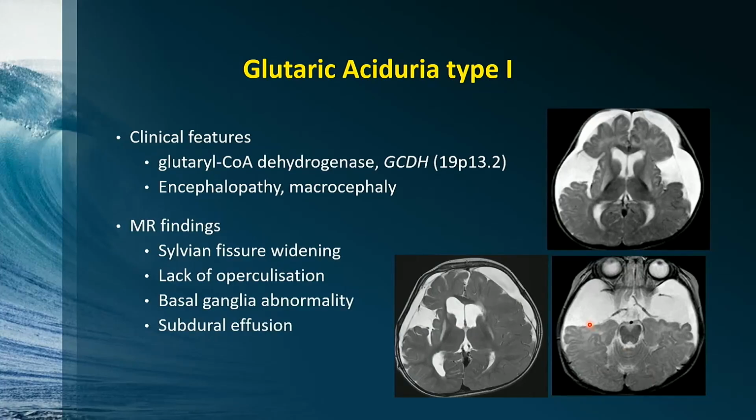Another inborn error of metabolism that can manifest with macrocephaly is glutaric aciduria type 1. These are very typical imaging features of glutaric aciduria type 1. We can see the widening of the sylvian fissure and the lack of opercularization, poor opercularization here, and basal ganglia signal abnormalities. Sometimes we can see subdural effusions.